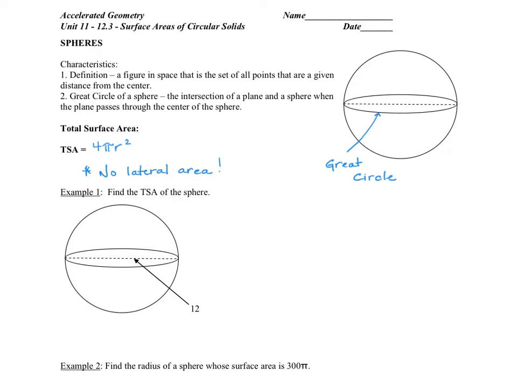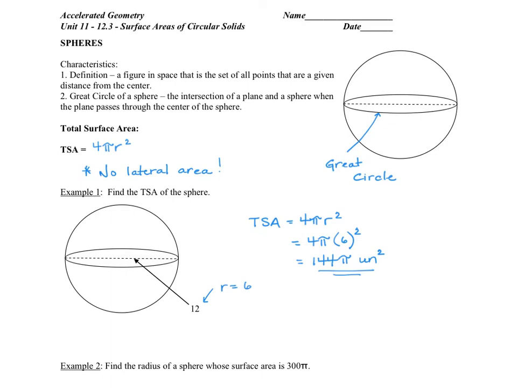So in the first example here, if I want to find the total surface area, I just use the formula 4 pi r squared. And if the diameter equals 12, then I know the radius equals 6. And I can just plug that in here to my formula. 6 squared is 36, times 4 is 144. So the exact total surface area for a sphere with a diameter of 12 is 144 pi units squared.